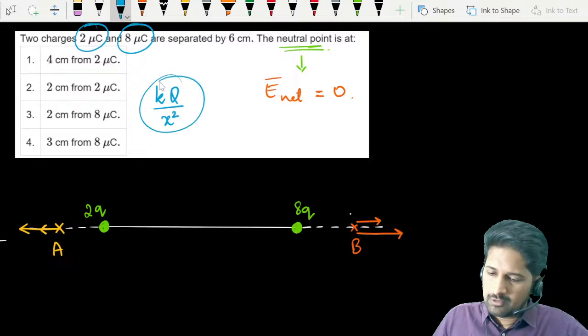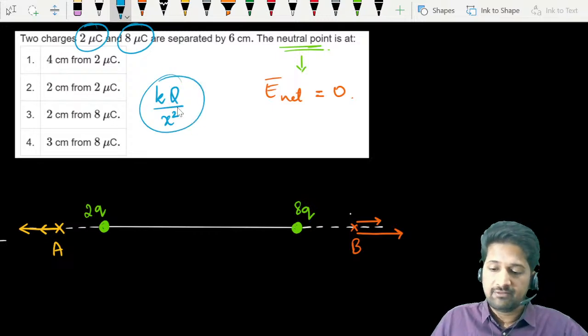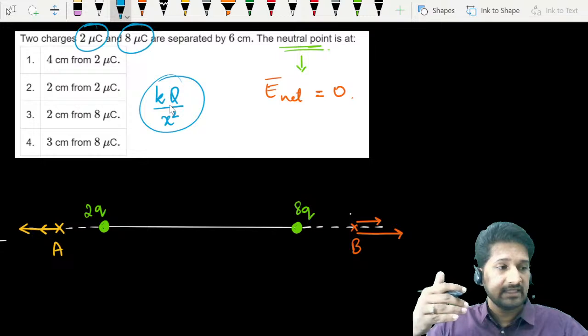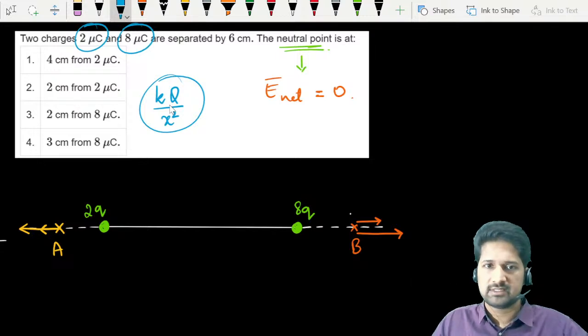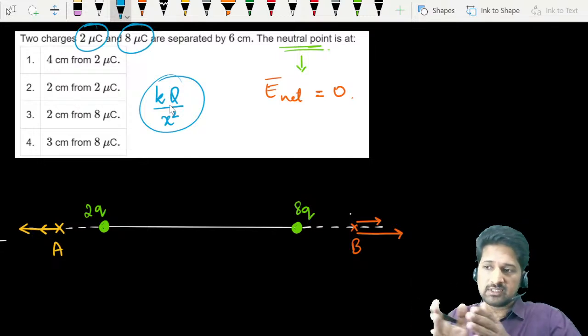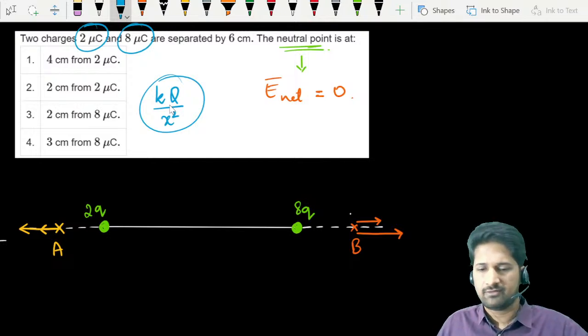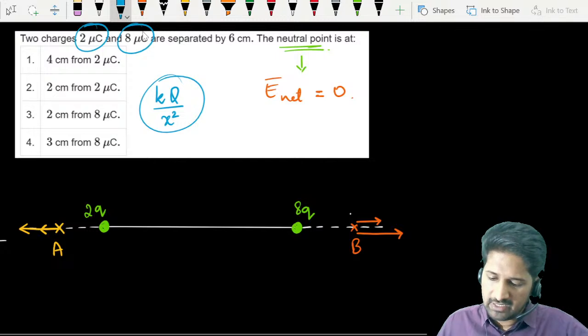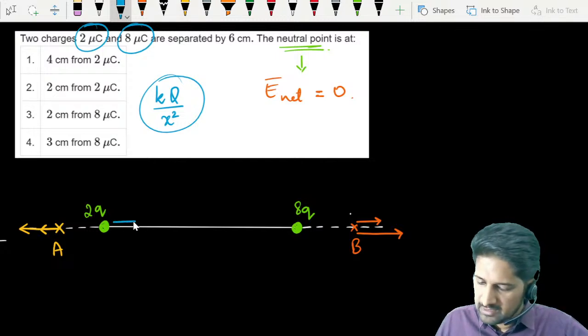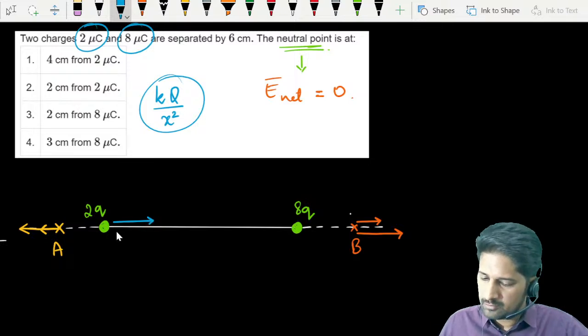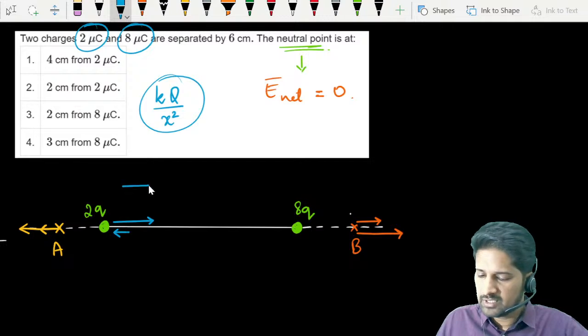You look at this formula for electric field. Electric field produced by a point charge is inversely proportional to the square of the distance from the point charge. So the closer you are to the point charge, the stronger the electric field will be. So at points very close to 2q, the field produced by 2q will be very strong, but the field produced by 8q will be weak. So the net field will be towards the right.